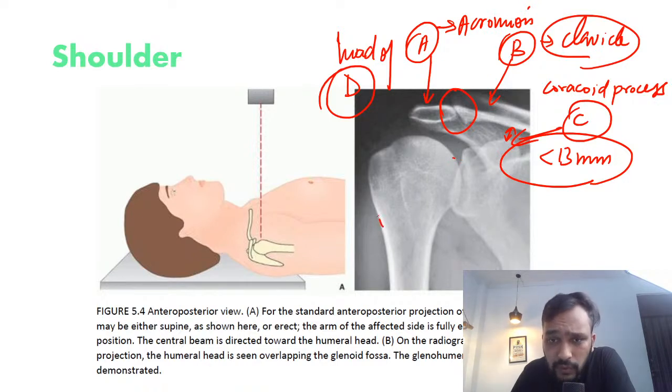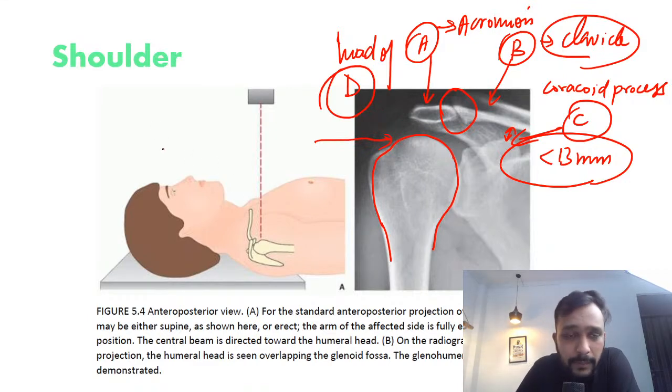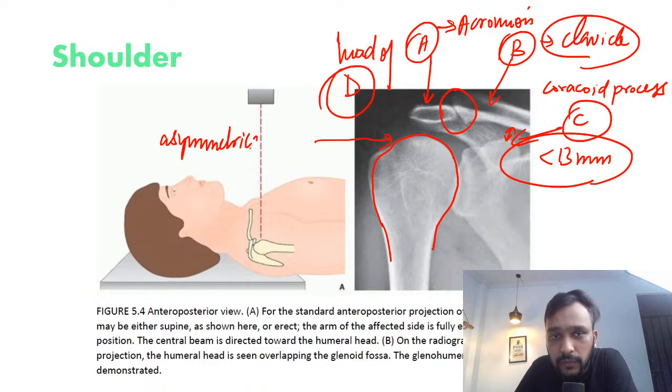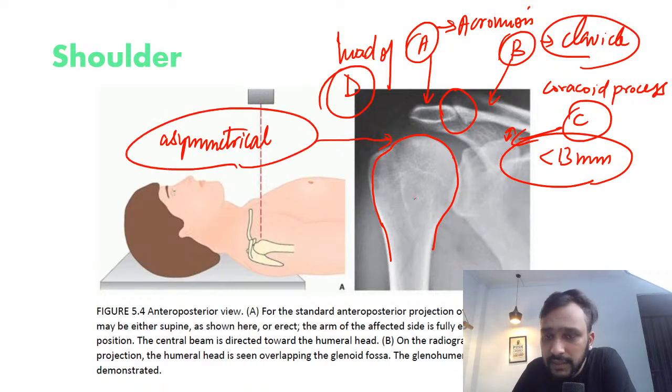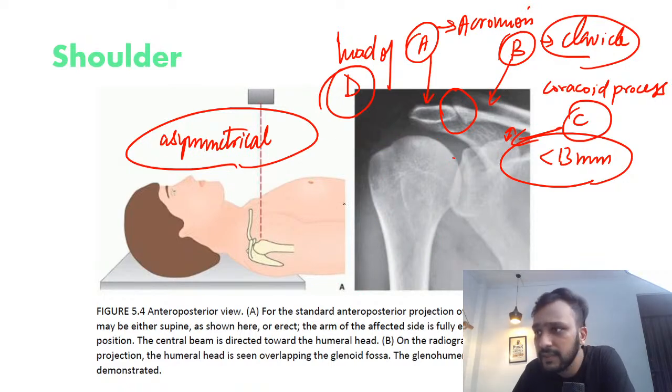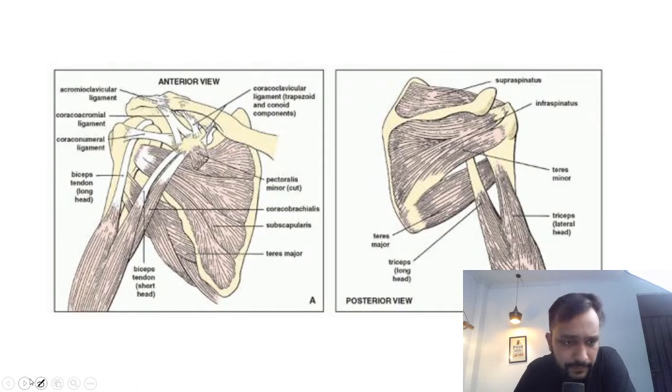And also have a look at the symmetry of the head of the humerus. Remember that the head of the humerus appears asymmetrical in shape, okay? I will tell you the significance of why we have to see that the head of the humerus is asymmetrical in shape as we move forward with this lecture, okay?